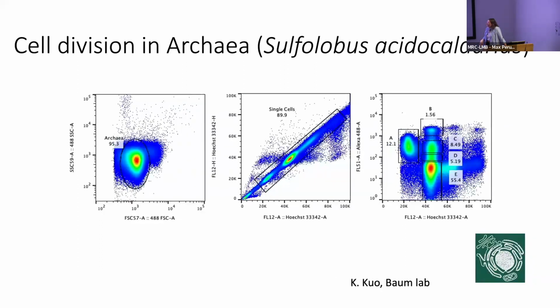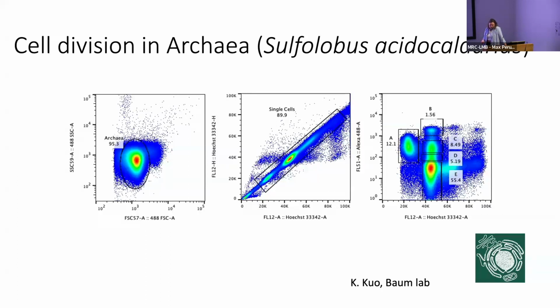The second really interesting project that came into the facility is Chris Kuo from the Baum lab, and he's looking at cell division in archaea. Sulfolobus acidocaldarius is a thermoacidophilic archaea, and it's a facultative autotroph found in thermal soils and hot springs. The goal of one of Chris's projects is to isolate cells at different substages during cell division and pinpoint at which substage the transcription of cell division genes is turned off.